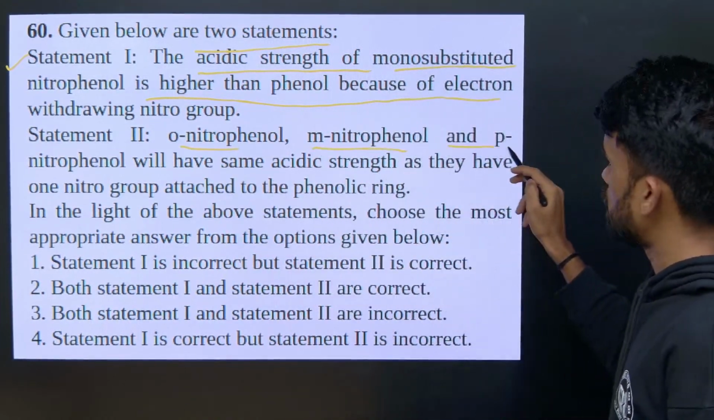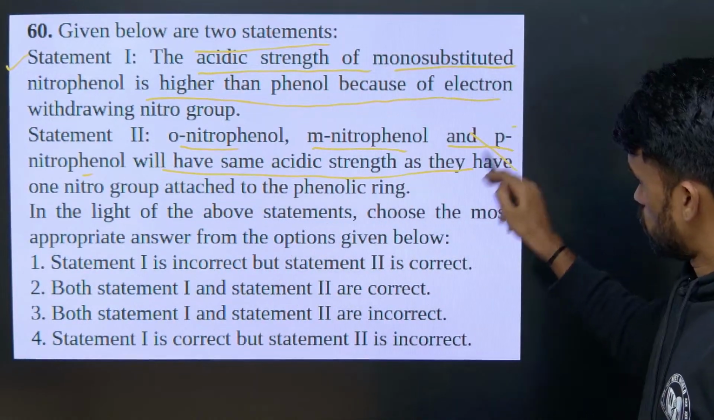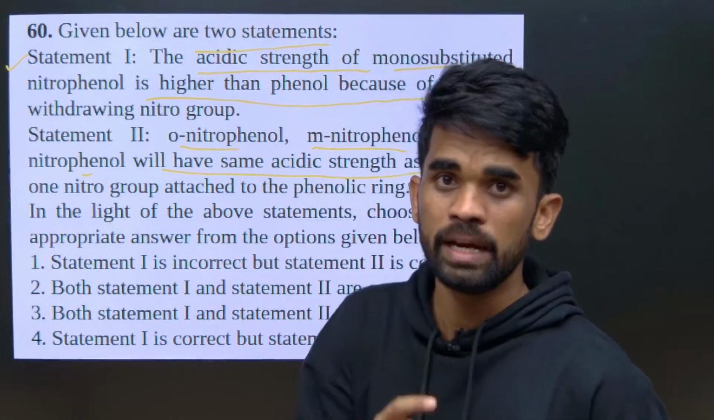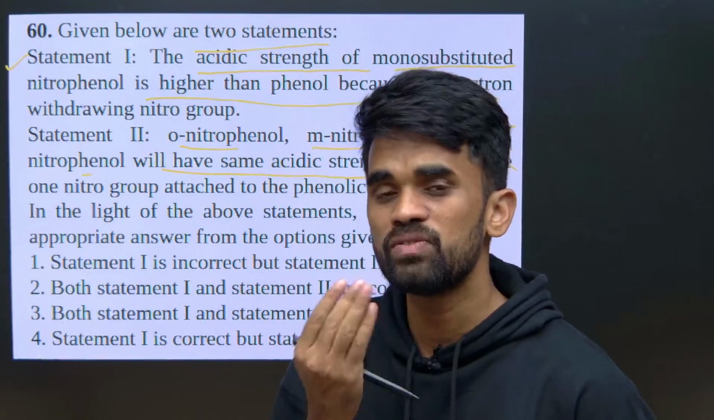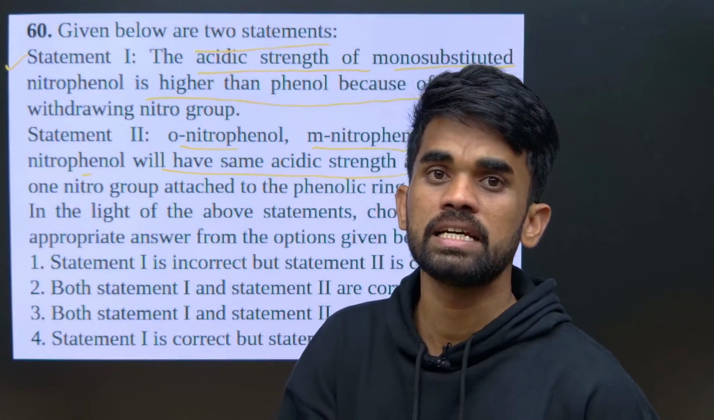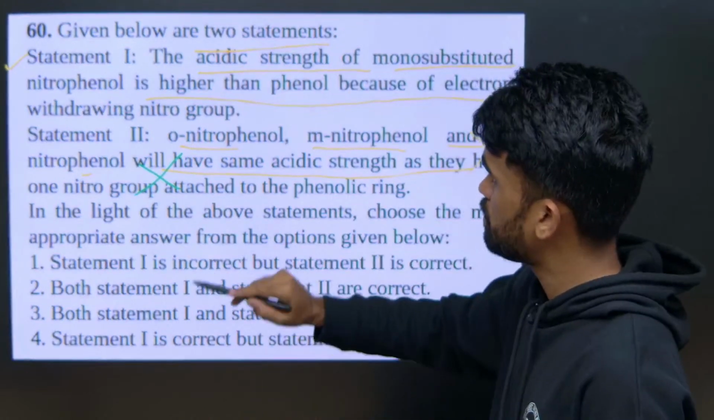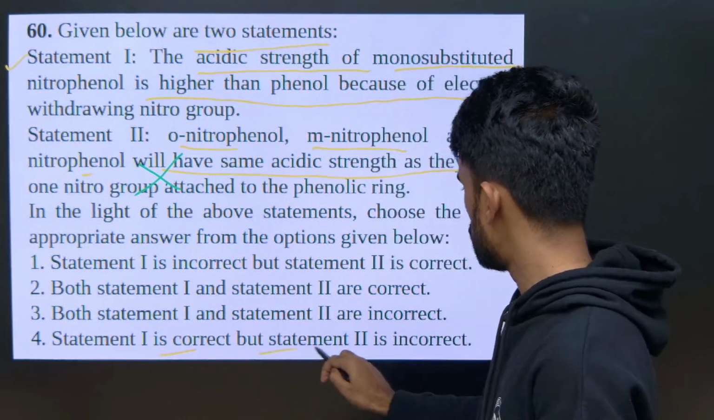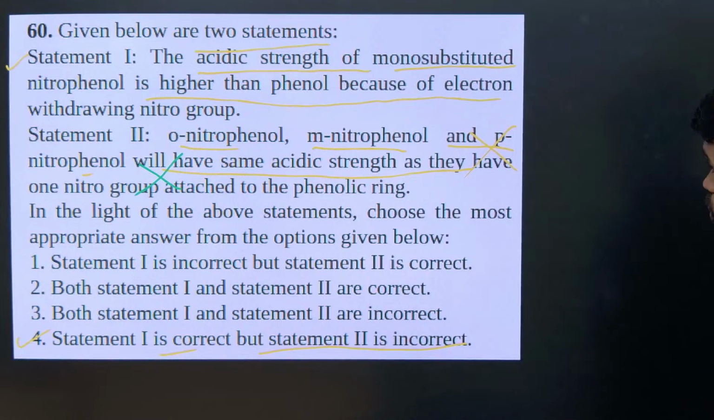Orthonitrophenol, paranitrophenol and metanitrophenol will have same acidic strength. No, because mesomeric effect will be observed only at ortho and para. Therefore ortho and para nitrophenols will be having more acidic nature than the meta. Therefore statement 2 is incorrect, statement 1 is correct. So the fourth option is correct. I hope it is clear.